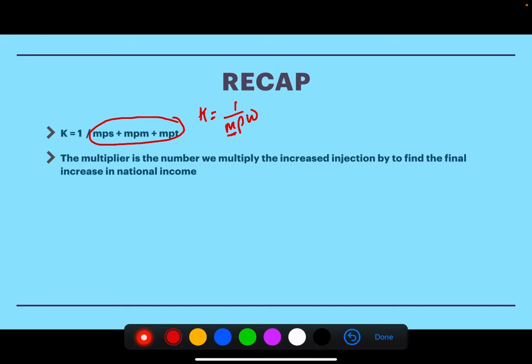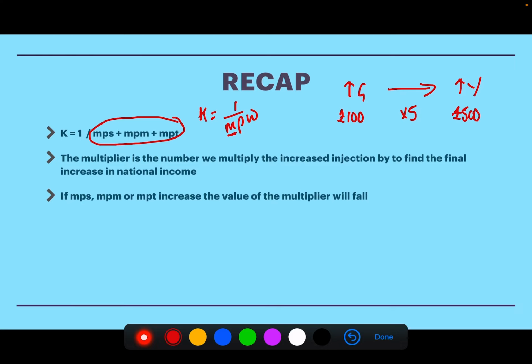So the multiplier is the number that we increase our injections by to find our final increase in national income. So government spending is one of the injections. Let's suppose government spending goes up by £100. The multiplier is 5. That means national income is going to go up by £500.